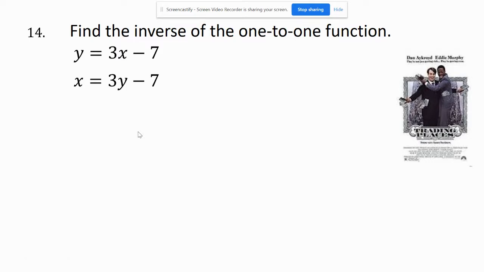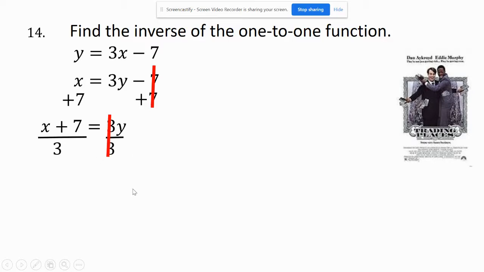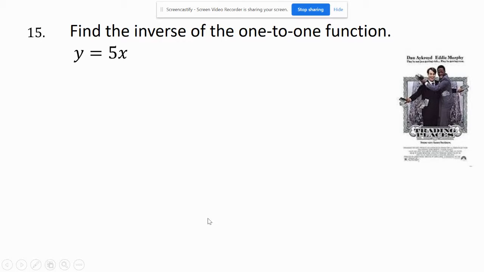So I'm going to add 7 to each side. And then I'm going to divide by 3. So x plus 7 equals 3y. Divide the whole quantity by 3. And basically that does make a function. You could write it 1/3 x plus 7/3 if you wanted, but that would make a function that is 1-to-1.